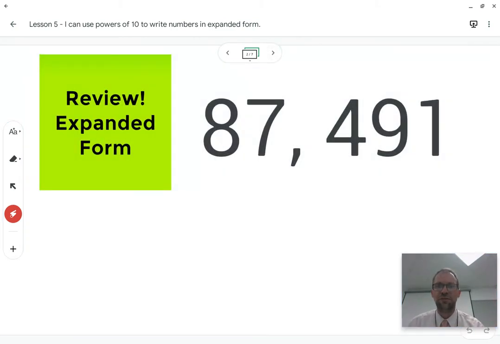So to review, because we haven't really thought of expanded form since Monday or Tuesday. Expanded form. Let's go ahead and write this number in expanded form, okay? I will pause the video. You write this number in expanded form, and we'll see how you did on the other side. Go ahead. Okay, welcome back. Let's write this number in expanded form.